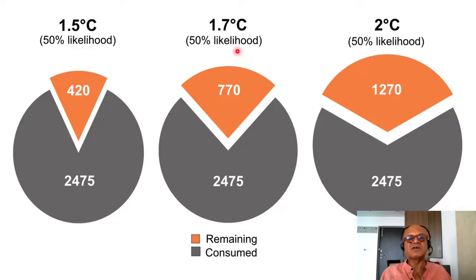1.7 degrees warming allowed with 50% likelihood gives you more room to emit some more carbon. If you jump to 2 degrees centigrade with a 50% likelihood, you get a bit more room to emit more carbon. Are these goals really scientifically robustly determined?